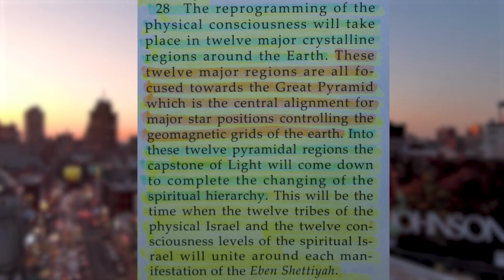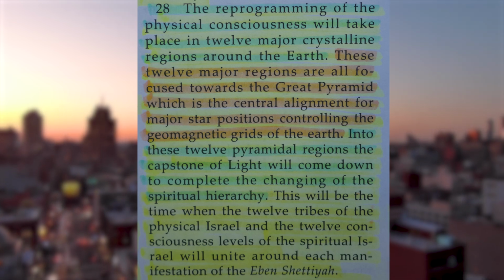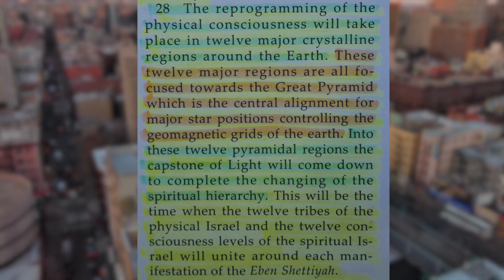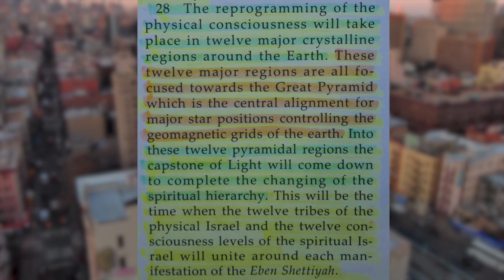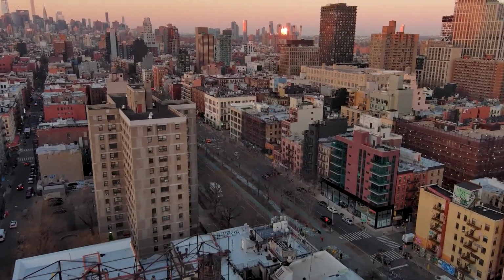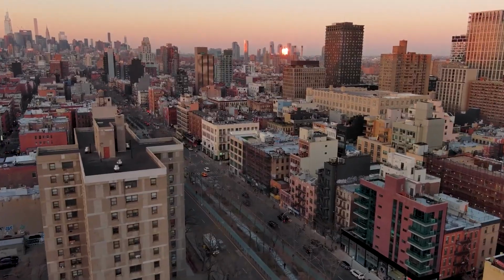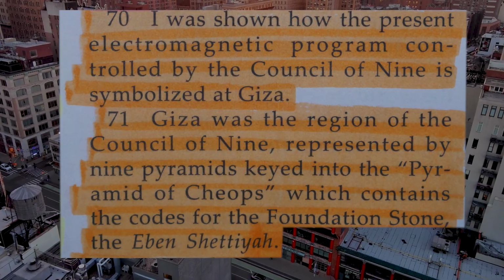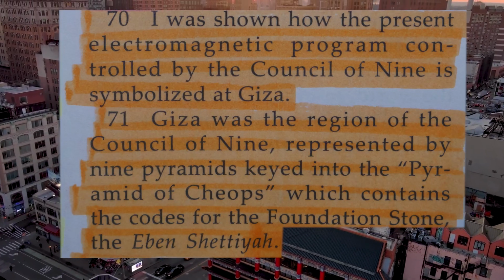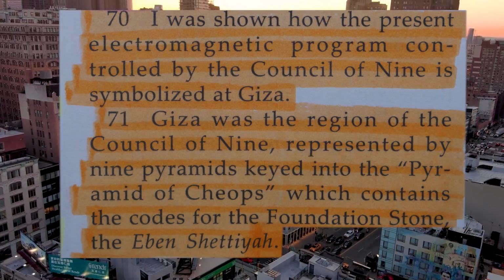This will be the time when the 12 tribes of the physical Israel and the 12 conscious levels of the spiritual Israel will unite around each manifestation of the Eben Shettiyah. Let's go to Key 314, verse 70. I was shown how the present electromagnetic program controlled by the Council of Nine is symbolized at Giza. Right? We talked about the 9.